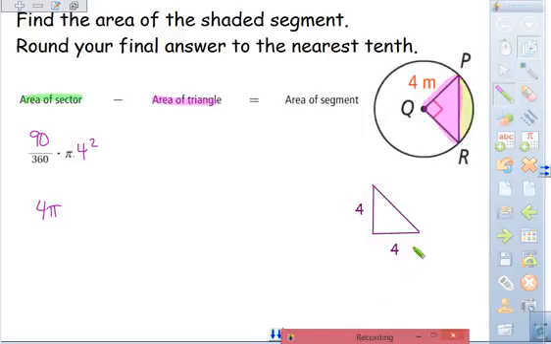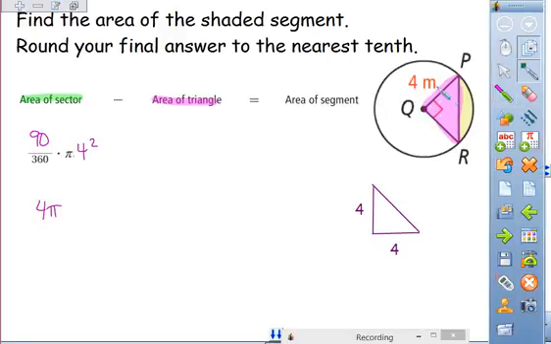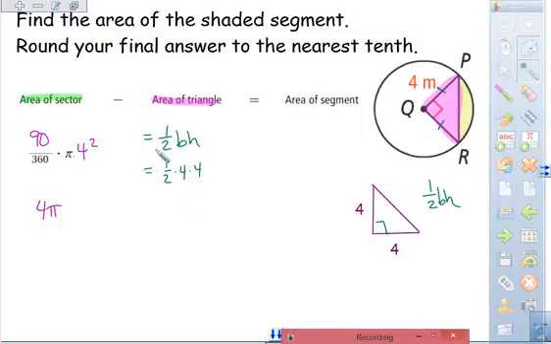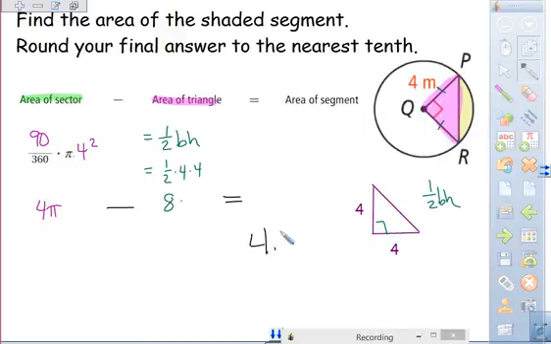Next, we're going to find the area of the triangle, shaded in pink. Both sides of the triangle are the radius of the circle, so it's a 4 by 4. Area of a triangle is 1/2 base times height. So we get 1/2 times 4 times 4, which equals 8. So we have 4 pi minus the area of the triangle, which is 8, and that's going to give us the shaded yellow. Rounding to the nearest tenth, we get 4.6.